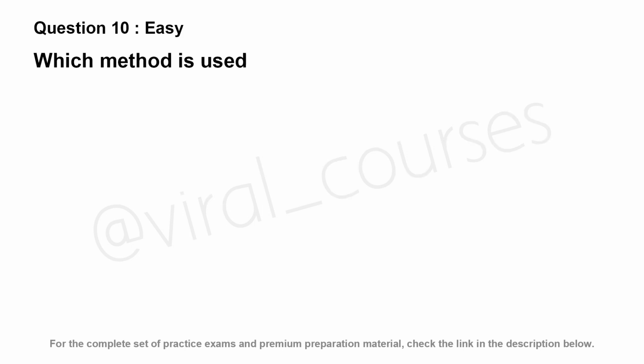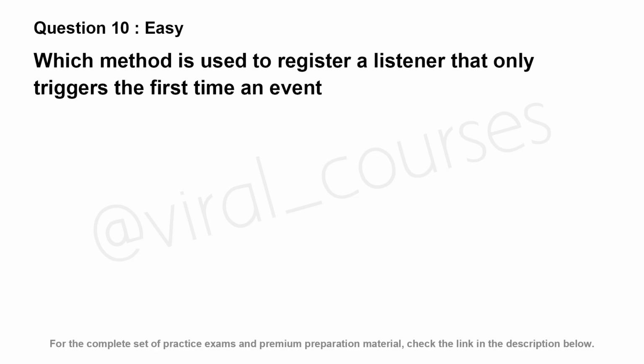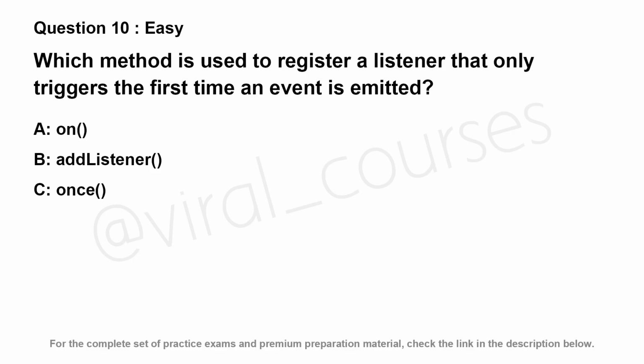Which method is used to register a listener that only triggers the first time an event is emitted? Option A, on. Option B, addListener. Option C, once. Option D, first.